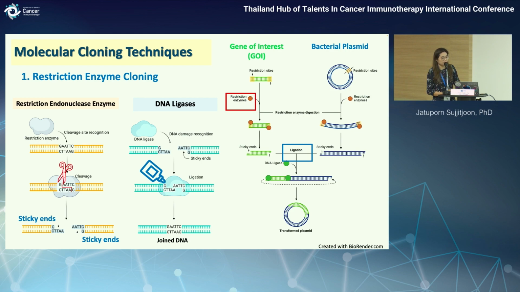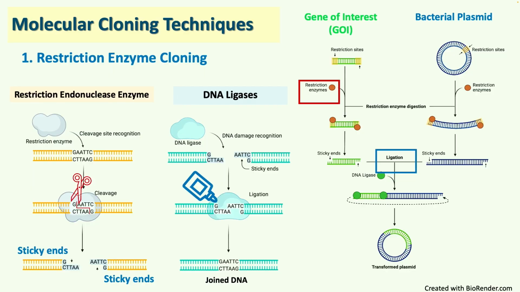The picture on your right-hand side shows the brief protocol of how to clone a gene of interest into a bacterial plasmid. You have to have the insert DNA flanked with restriction sites of the enzyme. After you digest the insert DNA and the plasmid with the same enzyme, you put them together and incubate them with the ligase enzyme. In the ligation, the ligase will join these two fragments into a recombinant plasmid.